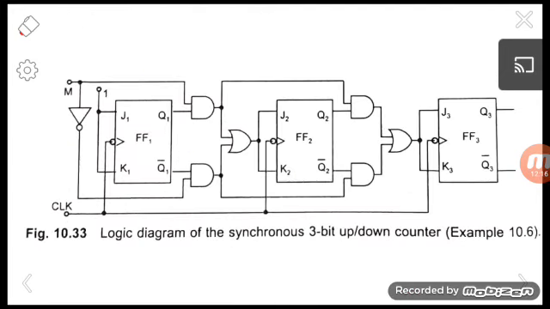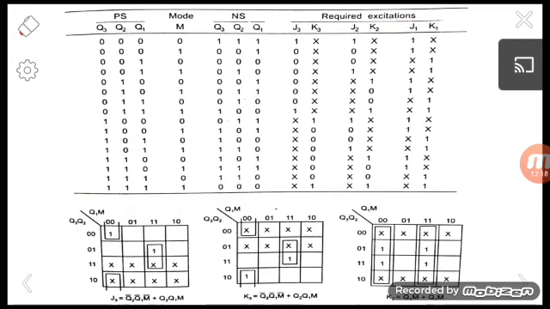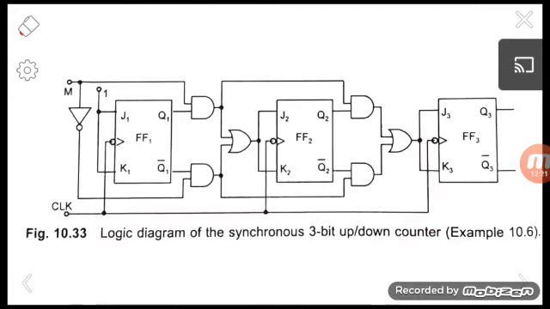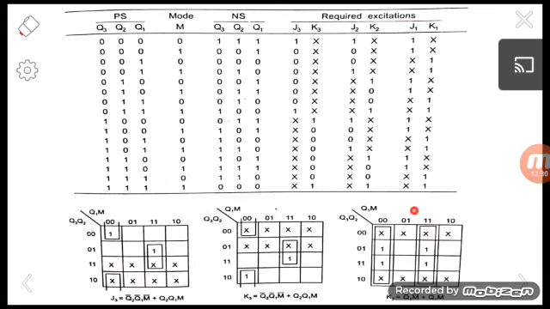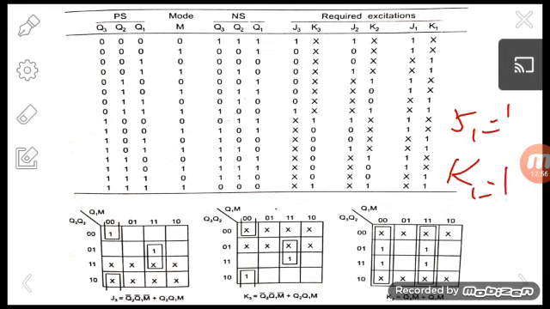So from this diagram we know the value of the mode signal we are using. And for j1 and k1, by observing the first j1 and k1 here, no zeros are here, so all these 16 cells will have either the value 1 or x. So we can group it as 16 ones, and the output will be j1 equal to 1 and k1 equal to 1.